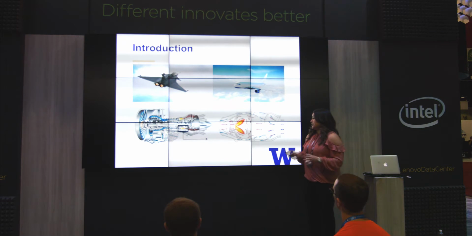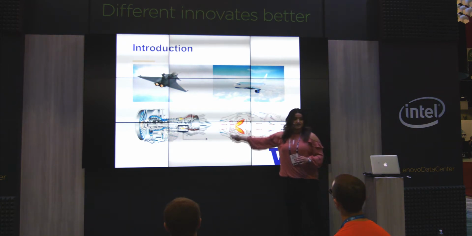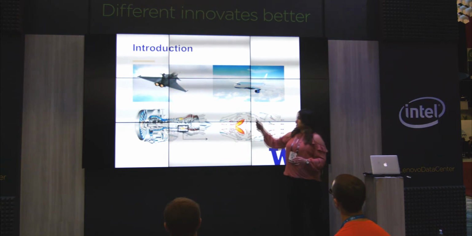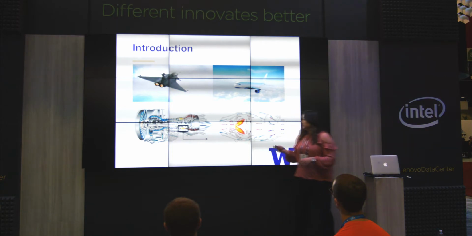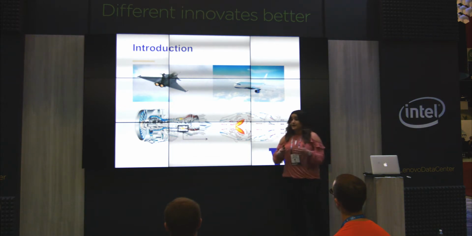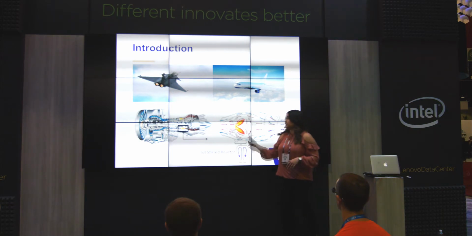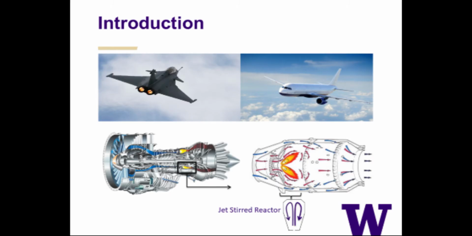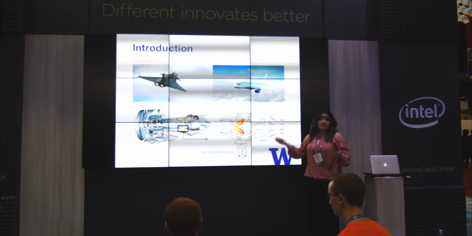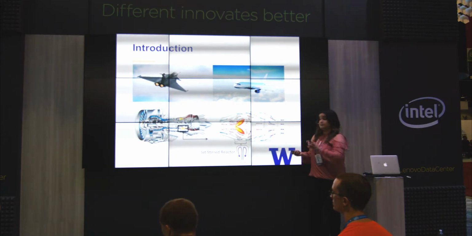As you know, this geometry is very complicated. There's a lot of temperature gradients, there's a lot of species gradients. So for my research to compare different fuels, I use a jet-stirred reactor, which represents the primary zone, or this recirculation zone in the combustor of airplanes.